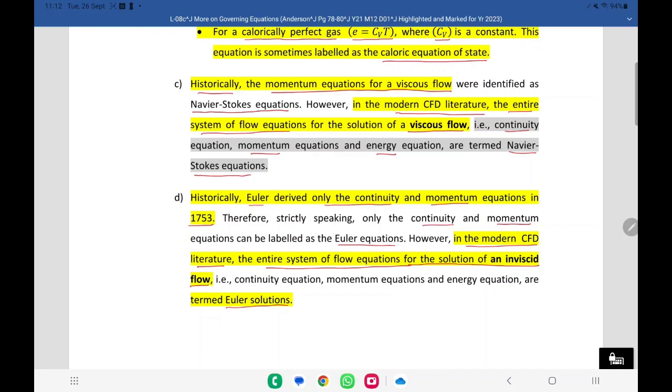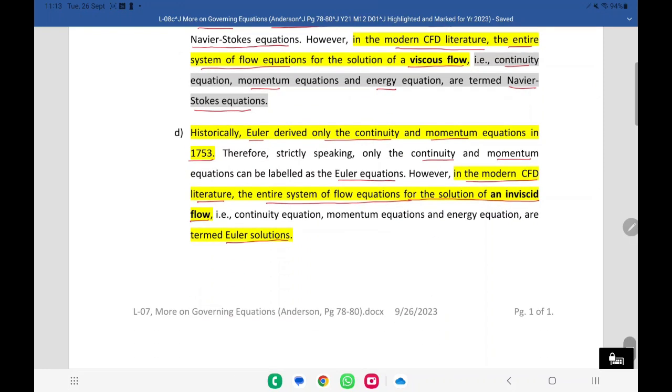So historically they are different. Historically Euler did continuity and momentum equation, and probably for non-viscous flow. Momentum equation for viscous flow were done by Navier-Stokes. But now Navier-Stokes equation means all the 5 equations. If it is viscous flow, it is Navier-Stokes. If it is non-viscous inviscid flow, it is called Euler's equation. Okay, so this is something to do with the history.